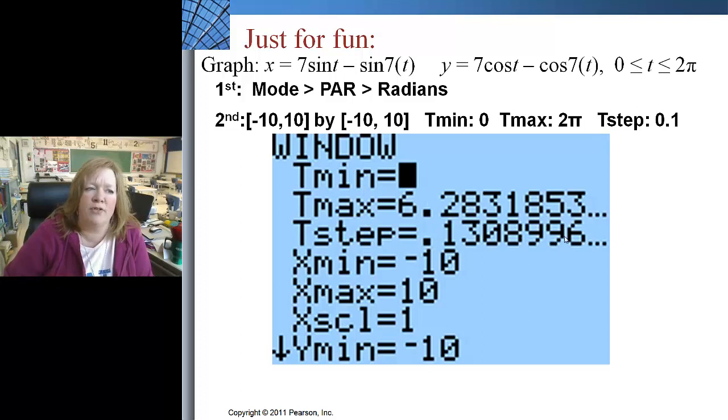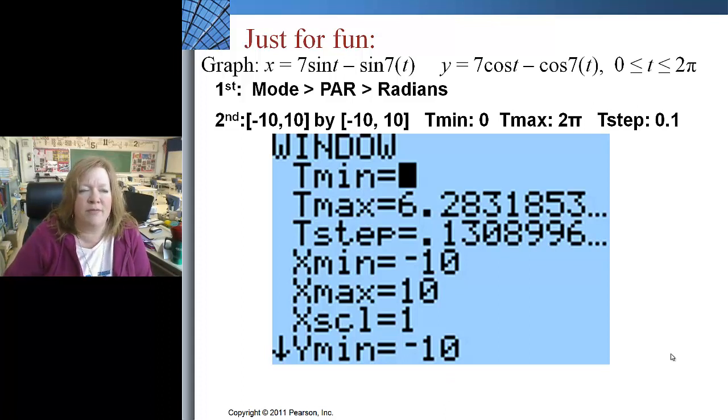Now I put pi over 4 in here for the t step, but you could easily put 0.1 in there for the t step. X min is -10, x max is 10, y min is -10, and then arrow down to put a 10 in for y max. Just make sure your window's set right.